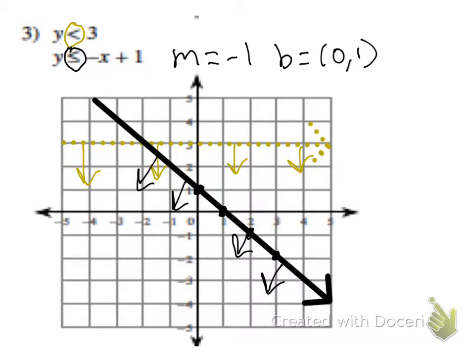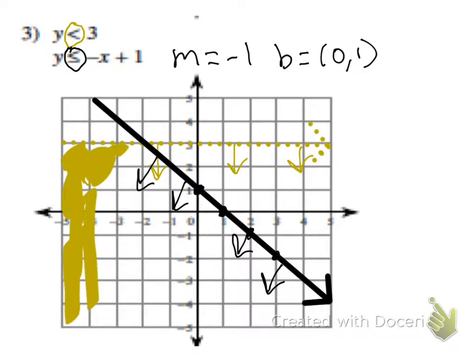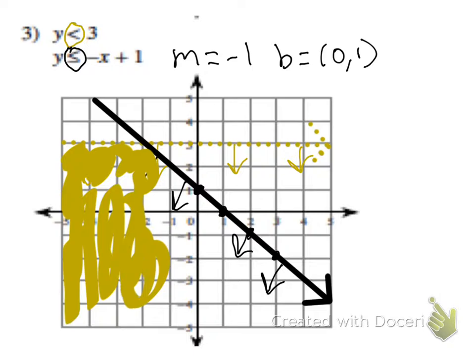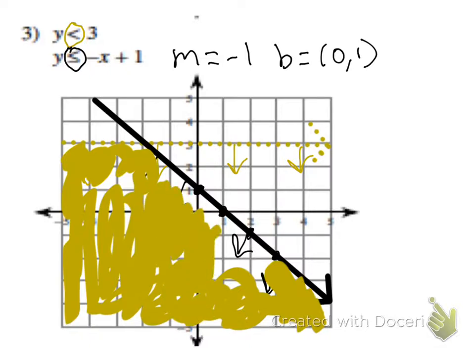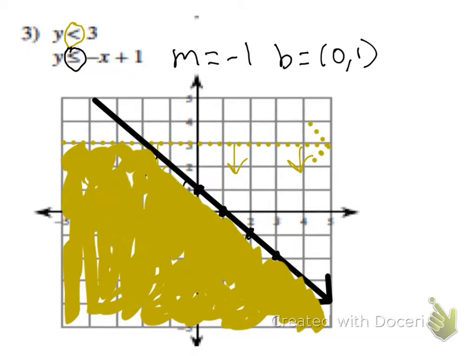So this region, this overlapping shaded area is my solution. Again, every point that falls in this gold region will satisfy both inequalities and make them both true, which is what we are looking for. All right.